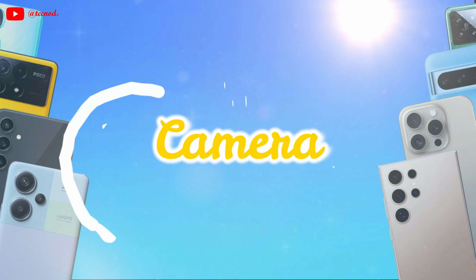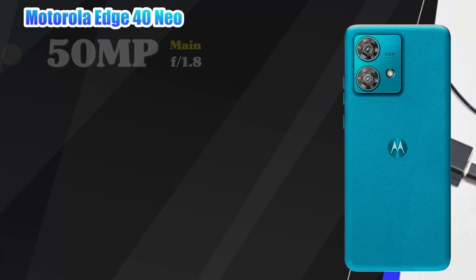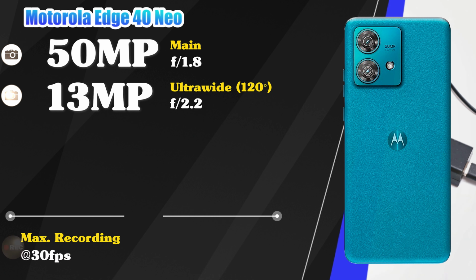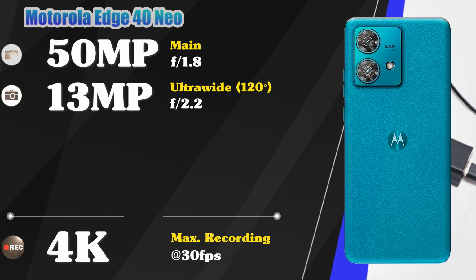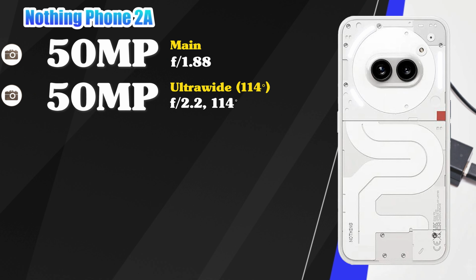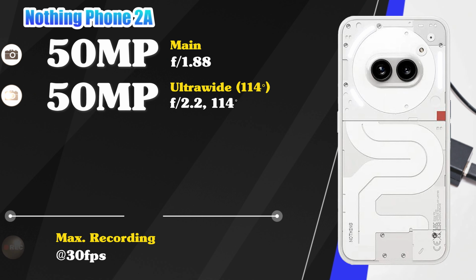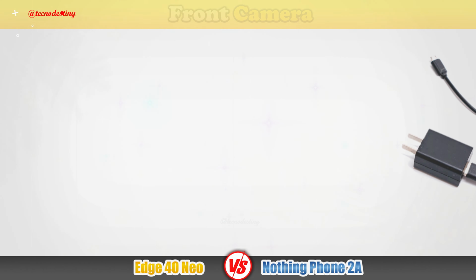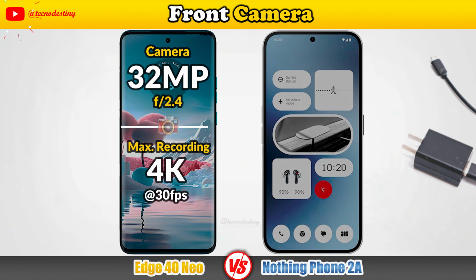Alright, it's time to check the cameras on the phones. Main cameras of the Motorola Edge 40 Neo. Main cameras of the Nothing Phone 2A. Let's see the front camera and its video recording.